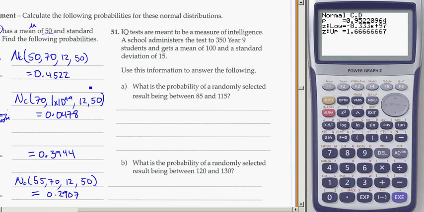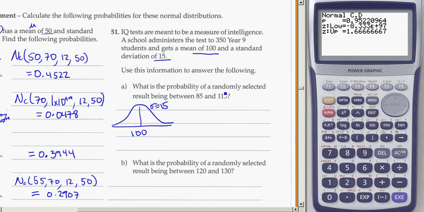We'll look at question 51 as a second example. IQ tests are meant to be a measure of intelligence. A school administers the tests to 350 Year 9 students and gets a mean of 100 and a standard deviation of 15. Use this information to answer the following. So before I even read that question, I'm going to get my sketch going. That was a mean of 100 and a standard deviation of 15.